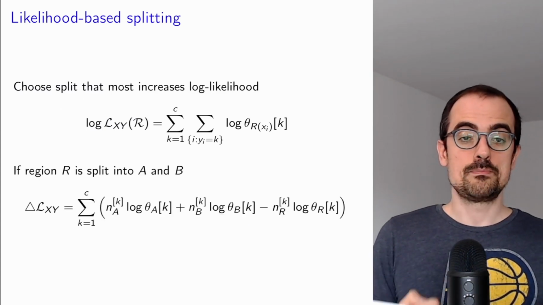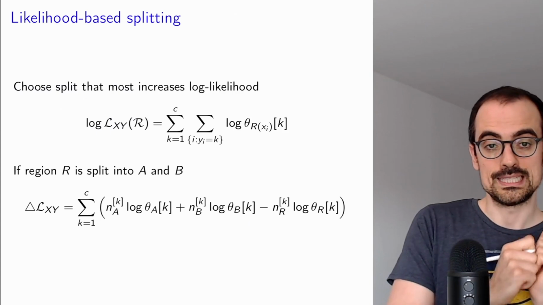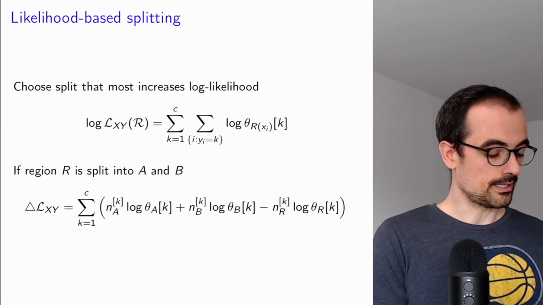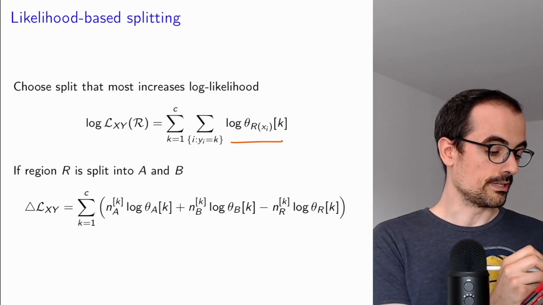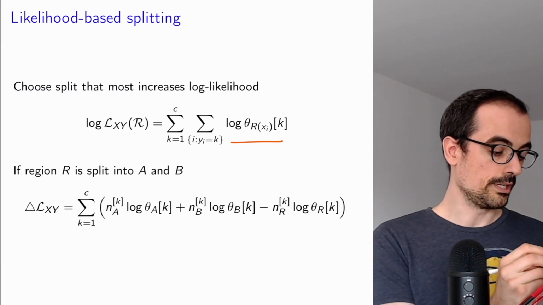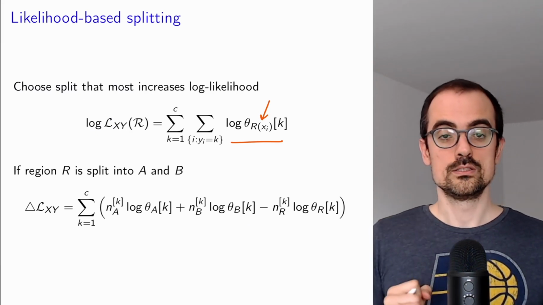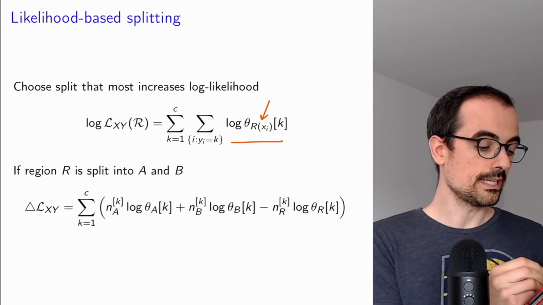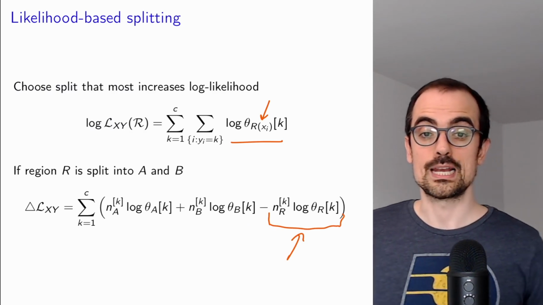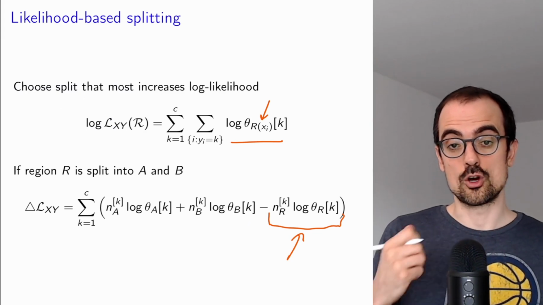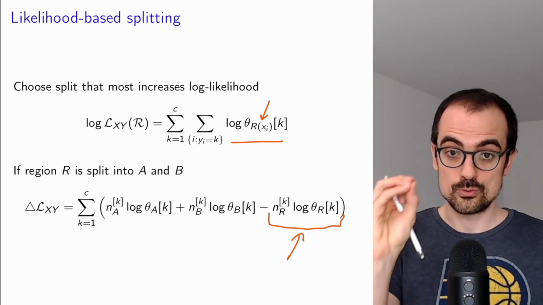If a region R is split into two regions, the difference between the log likelihood before the split and after the split is just the term here that corresponds to region R. So it's only going to affect the data points for which the feature vectors are within the region R. Those data points had this contribution to the log likelihood, the number of points times the logarithm of the corresponding probability estimate, because the probability estimate is constant within that region.